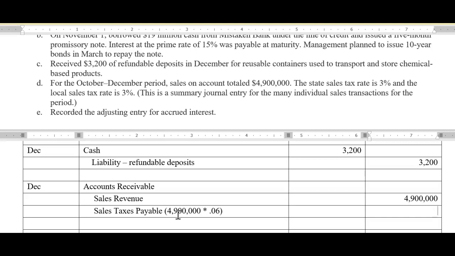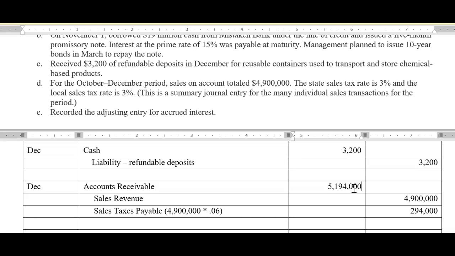So what do you get when you do that? Well, you should get $294,000. Now we need to update the accounts receivable, that 4.9, to include that actual sales tax payable. So if you add 4,900,000 to the 294,000 there, you end up with 5,194,000. So that's the amount we would actually record as accounts receivable.